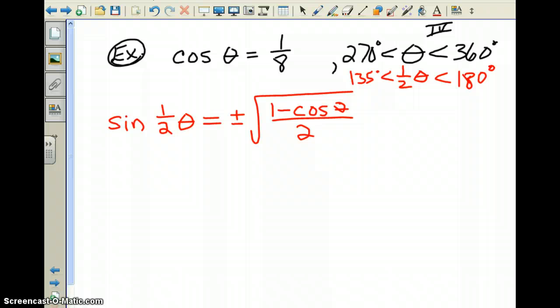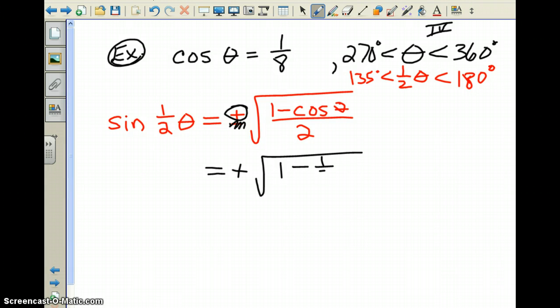So in quadrant 2, is sin positive or negative? It is positive. So my answer to sin 1/2 is going to be positive. And now I'm going to plug in that cos value. Cos of theta is 1/8. So no more word in there now. Now it's just all numbers that we can simplify down. So it's going to be positive.